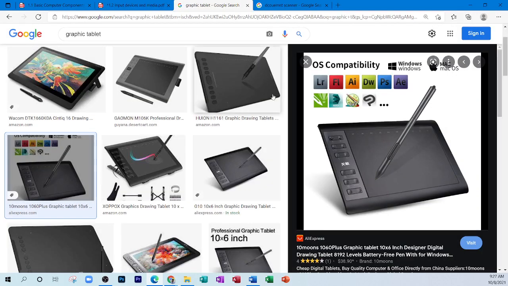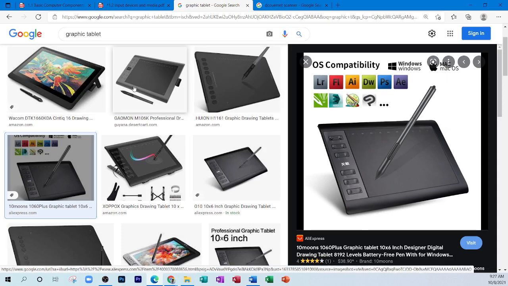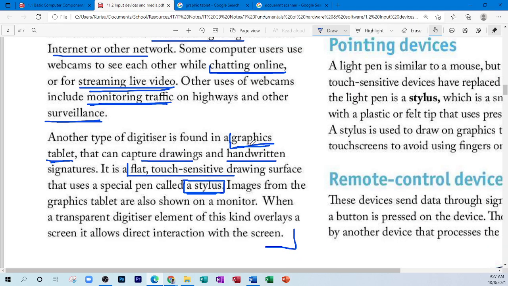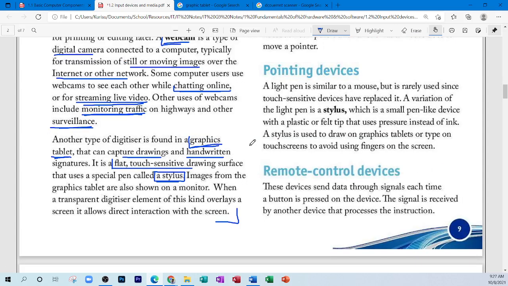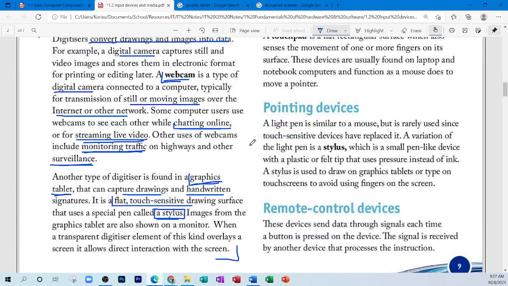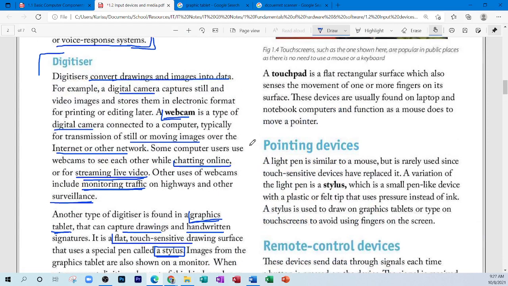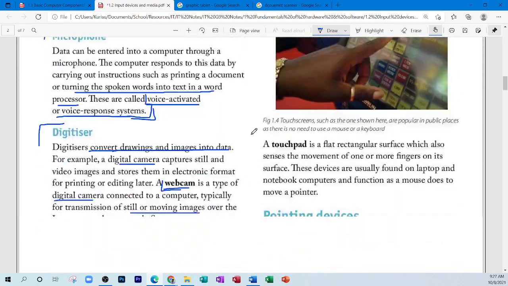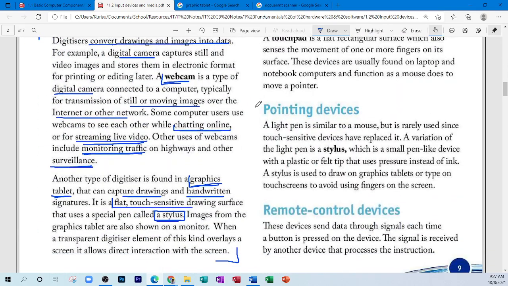Good. And as mentioned, we have graphics tablets that do not have a display, and we also have graphics tablets that do have a display. So there are basically two types of graphics tablets. All right. Any questions? Any comments? Are you guys following so far? We looked at three devices so far: the document scanner, microphone, and digitizer. You guys following? Yes, sir.